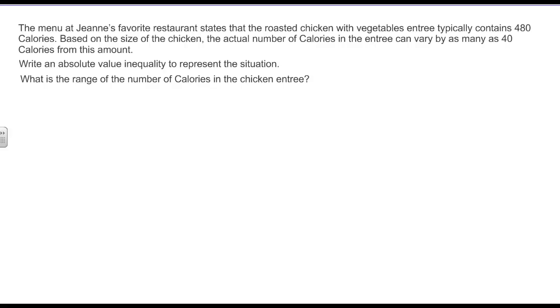Now we've got a word problem. So the menu at Gene's favorite restaurant states that roasted chicken with veggies is typically 480 calories based on the size. It can vary as many as 40 calories on either side. So what that means is my calorie count could be in between two actual values. So if I start at 480 it could be as high as 40 more or 40 less than the 480. And if I'm talking about in between, I'm talking about a graph that looks very similar to this one here, and that looks like an AND graph.